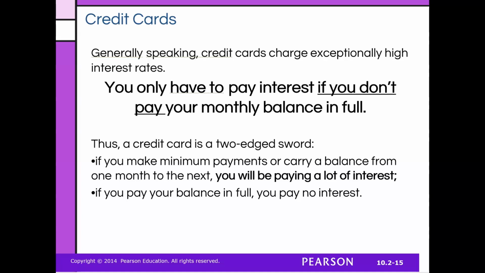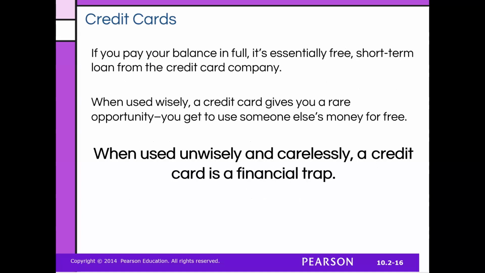So basically, what does interest mean? It means you're borrowing money from the credit card. Let's say you buy a TV for $5,000 and you don't have $5,000. Now you're paying interest for borrowing that money. But if you have the $5,000, you just put it on the credit card and then you pay it off. You don't lose any money or pay any interest, because you borrowed the money, but you paid it right back. If you pay your balance in full, it's essentially a free short-term loan.